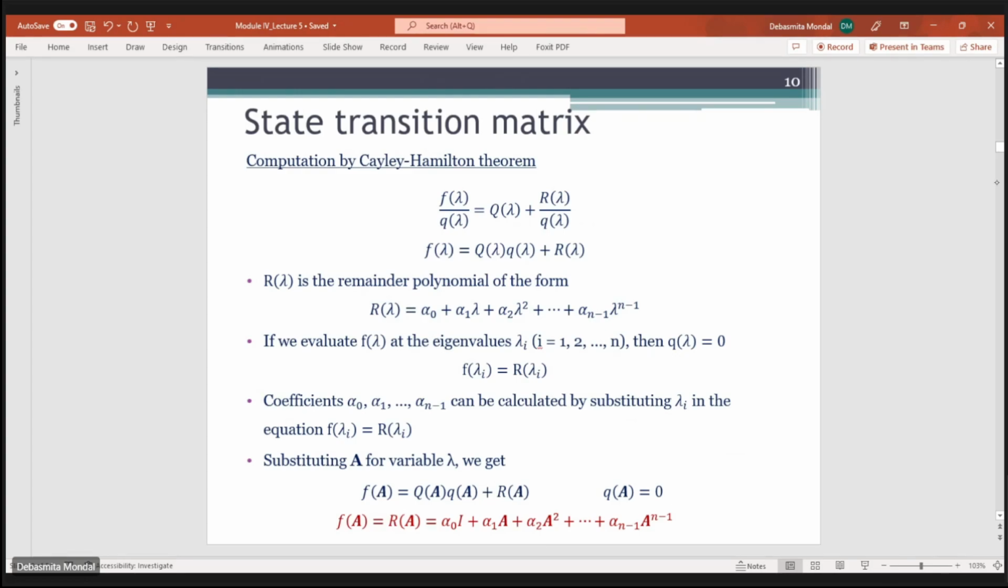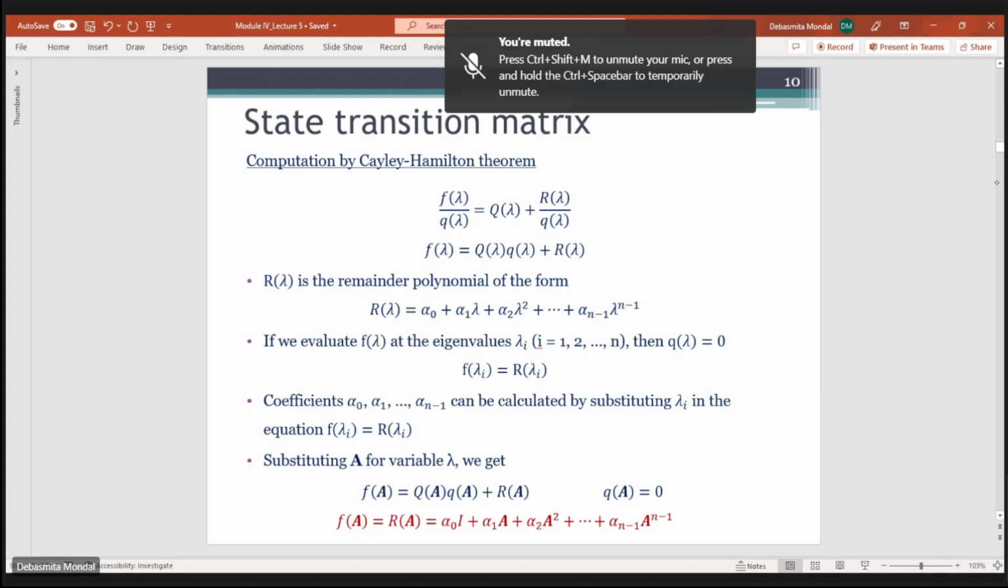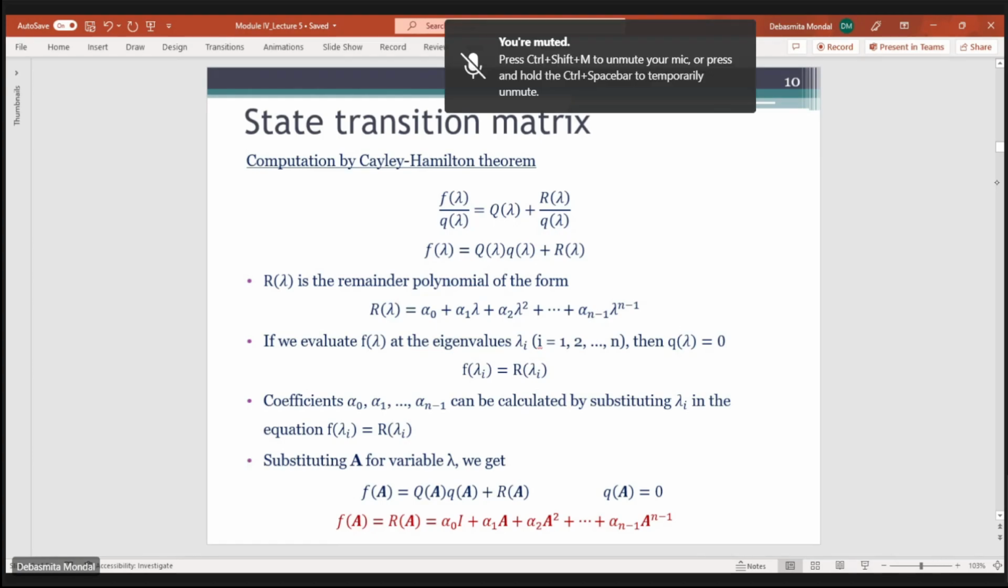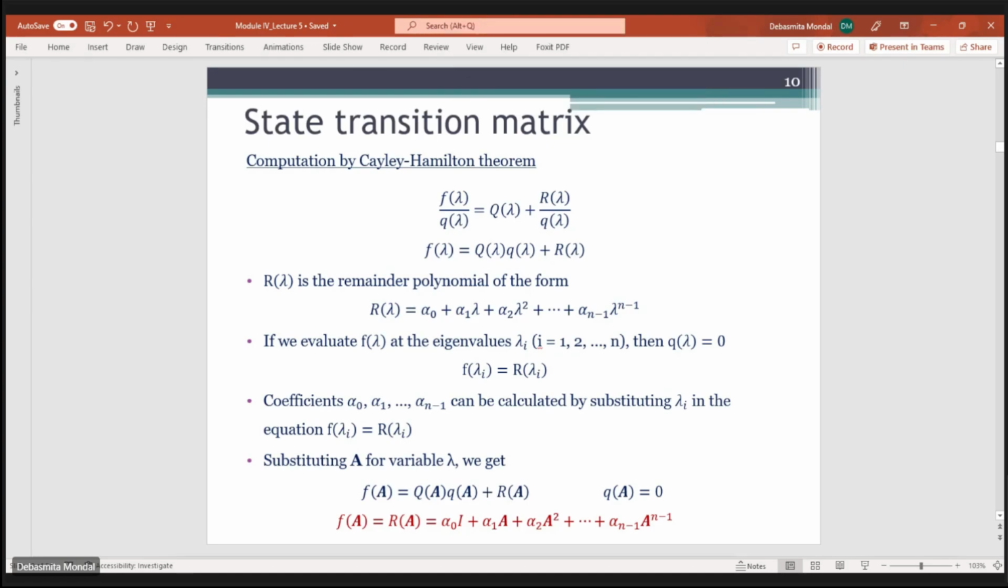Where r lambda is basically the remainder polynomial. So you can write that f lambda equals capital Q lambda multiplied by small q lambda plus r lambda. We already know that r lambda is the remainder polynomial and it can be expressed in this form: alpha 0 plus alpha 1 into lambda plus alpha 2 lambda square, till alpha n minus 1 lambda to the power n minus 1. That means you can evaluate the state transition matrix, given by f lambda or f of A, for different values of lambda.